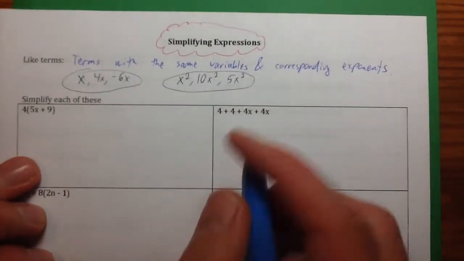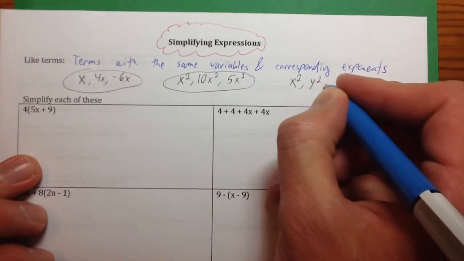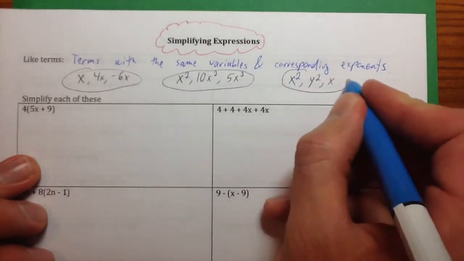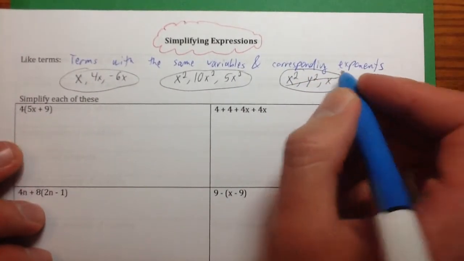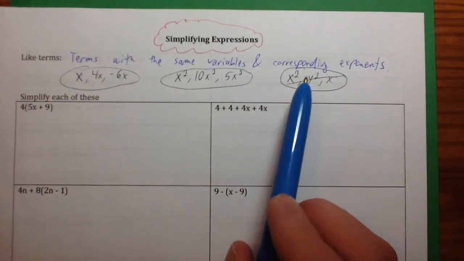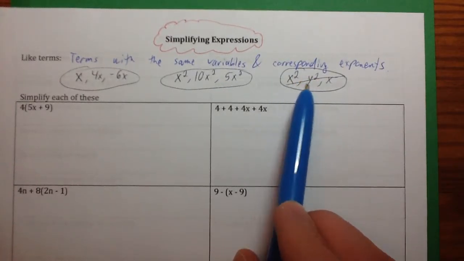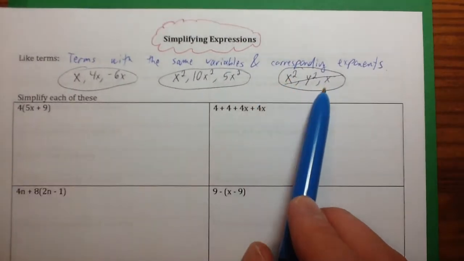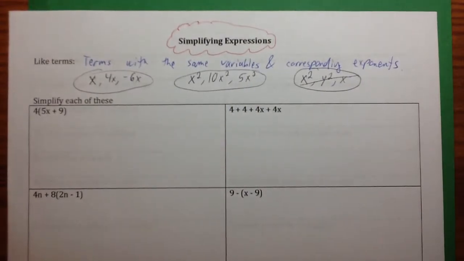And then if I'm over here and I have x squared and y squared and x, wait a minute, what? No, they're not. If I was to circle them and call them like terms, then I would deserve a really good punch in the face. Here's why they're not. Even though these have the same exponent, they're not the same variable. And even though these have the same variable, they don't have the same exponent. So they have to have both. They don't have to have the same coefficient. As a matter of fact, it's helpful if they don't.